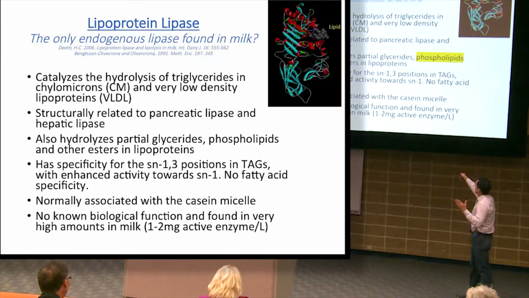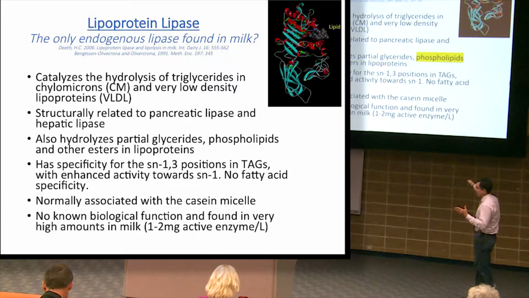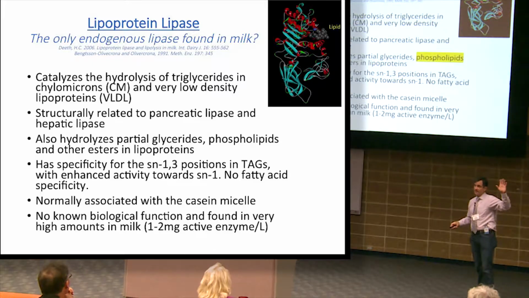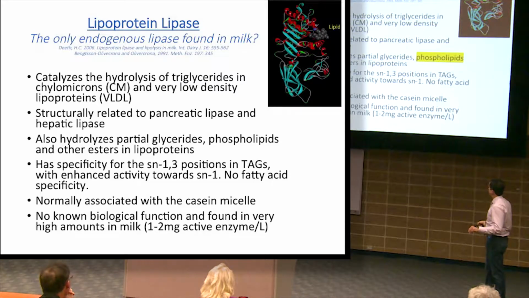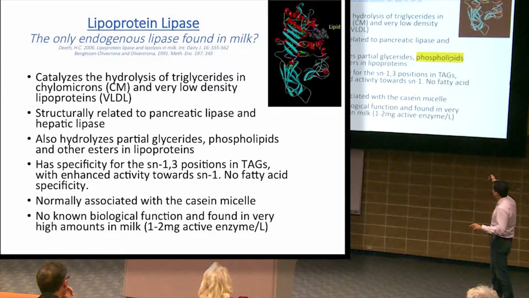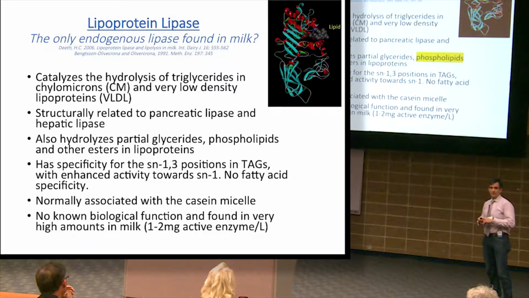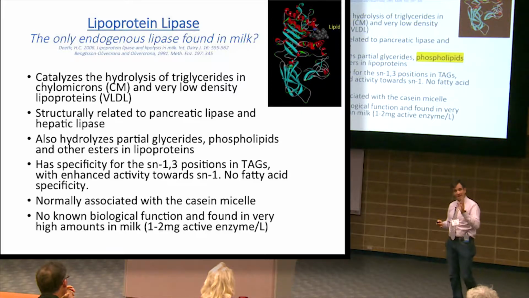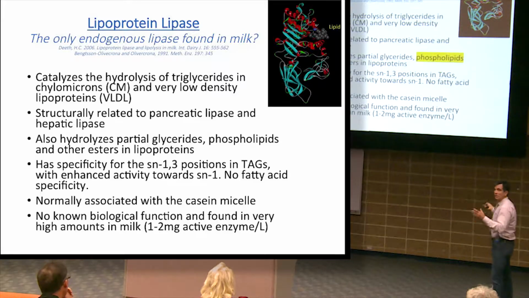So we agreed that lipoprotein lipase catalyzes the hydrolysis of triglycerides in the chylomicrons and very low density lipoproteins. It doesn't like the high density or low density. It is related to pancreatic lipase and hepatic lipase, so there's no mystery there. However, nobody talks about this, but the work of Oliver Krona has shown that it not only hydrolyzes the fat, but it hydrolyzes phospholipids and other esters in the lipoproteins, the things that make up the milk fat globule membrane. It has been shown in vitro. So let's not disregard that as a possible source of free fatty acids.